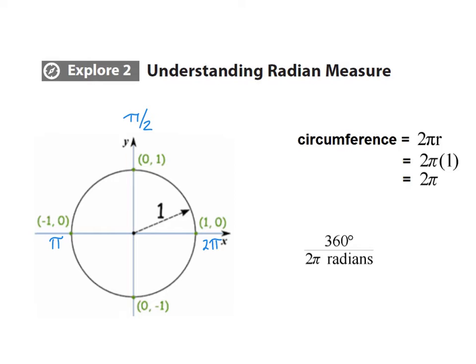And between pi and 2 pi, well, that's 1.5 pi, or we could call it 3/2 pi. So I'm hoping you notice that we're seeing a different measure here in radians, and that we know that 360 degrees is equal to 2 pi radians, which gives us a conversion, if I simplify that, of 180 degrees over pi.